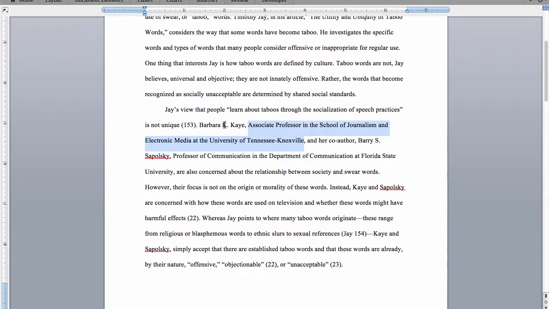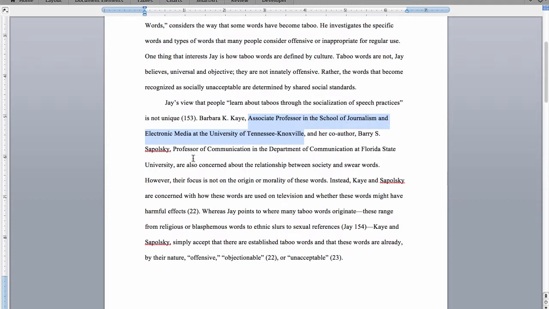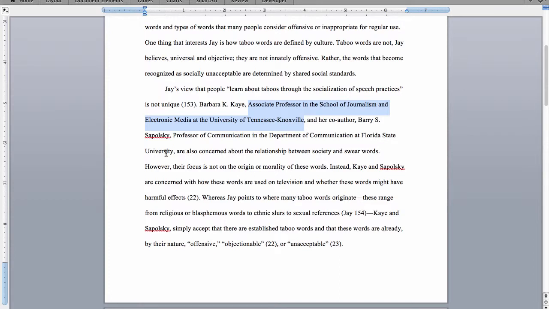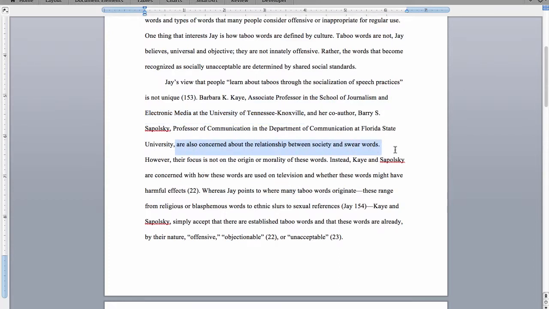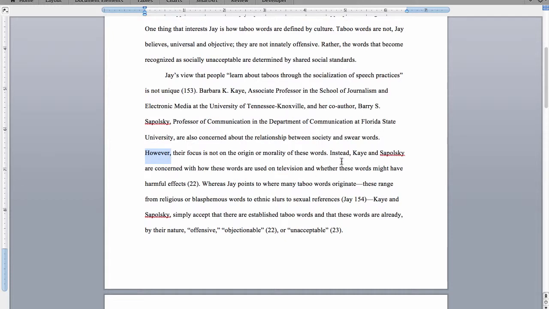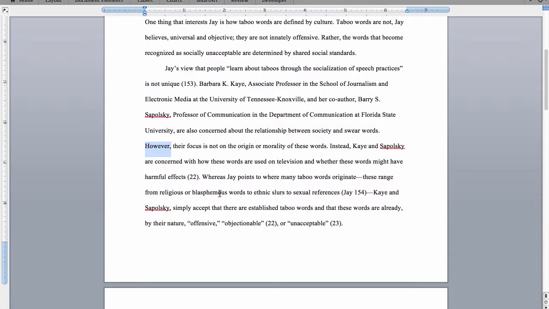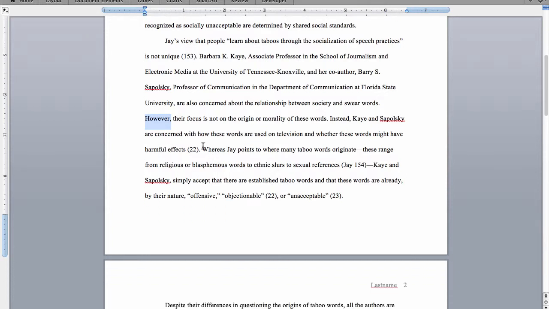So instead of stating the title, it tells us something about the two authors, that Kay is the associate professor in the School of Journalism, and that Sapolsky is a professor of communication, etc. at Florida State. And then they are also concerned about the relationship. So I've tied these two authors together, and then I make this other transition, that they're kind of being contrasted in a way. However, their focus is not on the origin or morality of these words. Instead, Kay and Sapolsky are concerned with how these words are used on television and whether these words might have harmful effects. So note here that the two articles are not being written about the exact same topic, but this author found a place that they could connect those two together.